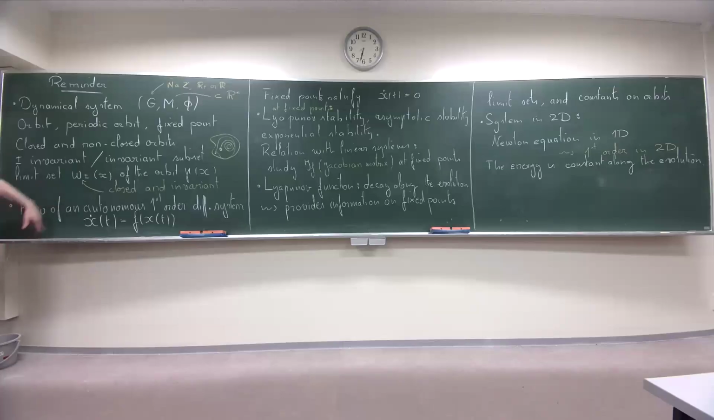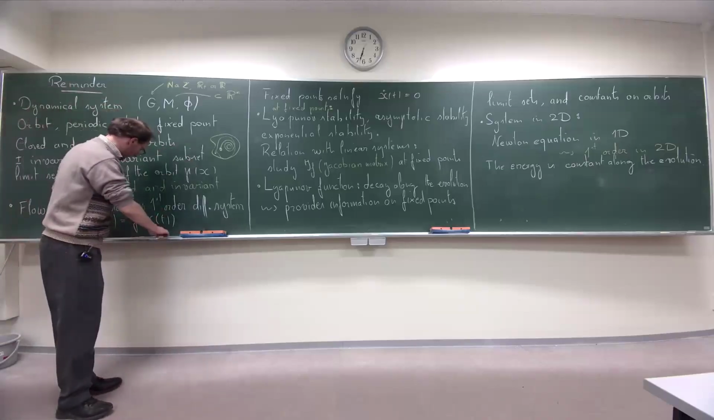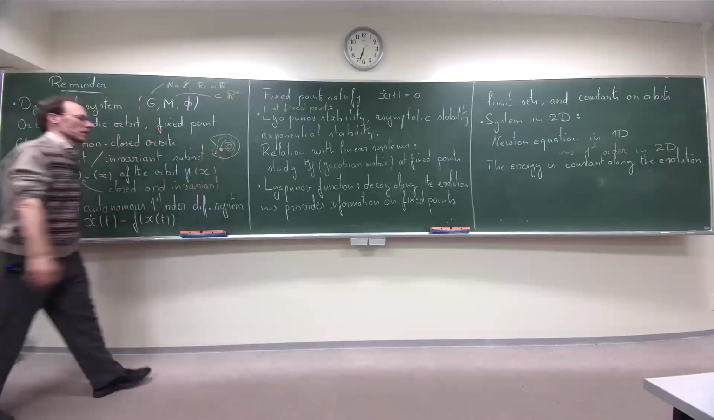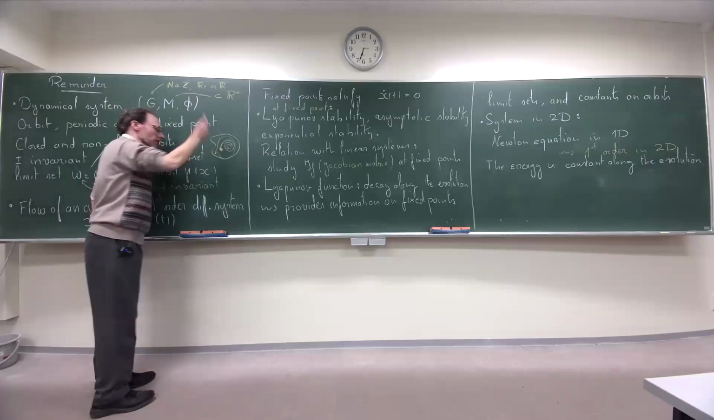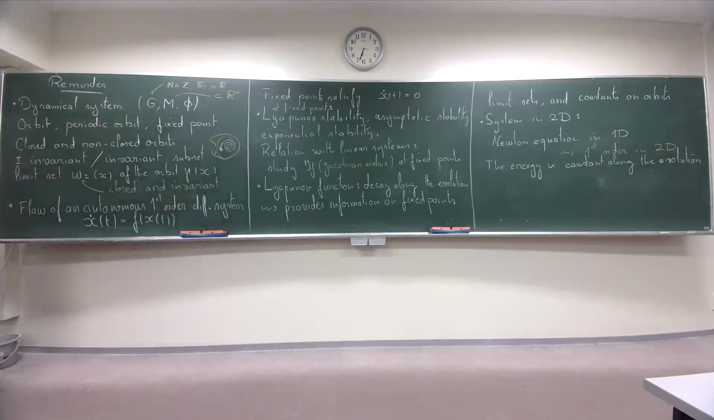The main example, whenever I draw something like this, is the flow of an autonomous first-order differential equation. So you have a first-order differential system of this form: x dot of t is f of x of t. We have seen that under very mild conditions on f, there exists a solution at least for a small interval of time. When I represent this, it means I take an initial condition, this is the initial condition, and I solve this equation for some time. Either I can go up to infinity in time or only on a small interval. So this is the main picture.